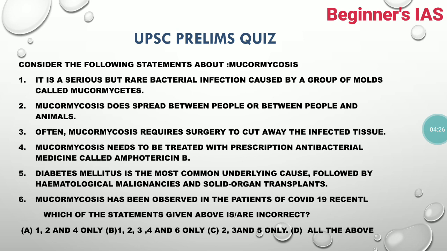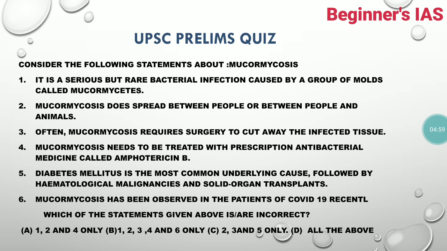So let us see a UPSC prelims quiz based on the discussion. Consider the following statements about mucormycosis. One: It is a serious but rare bacterial infection caused by a group of molds called Mucorales. Two: Mucormycosis does spread between people or between people and animals. Three: Often, mucormycosis requires surgery to cut away the infected tissue.